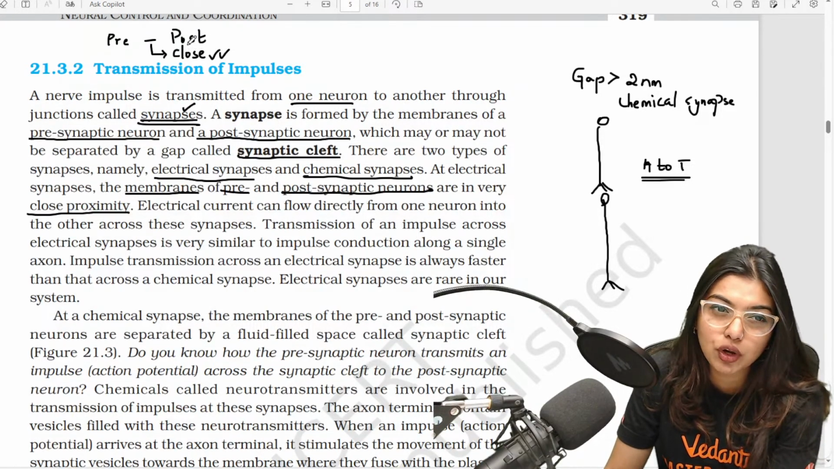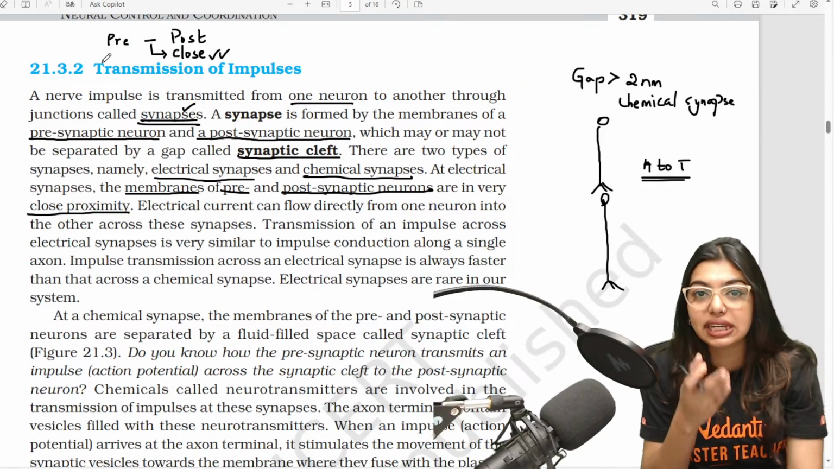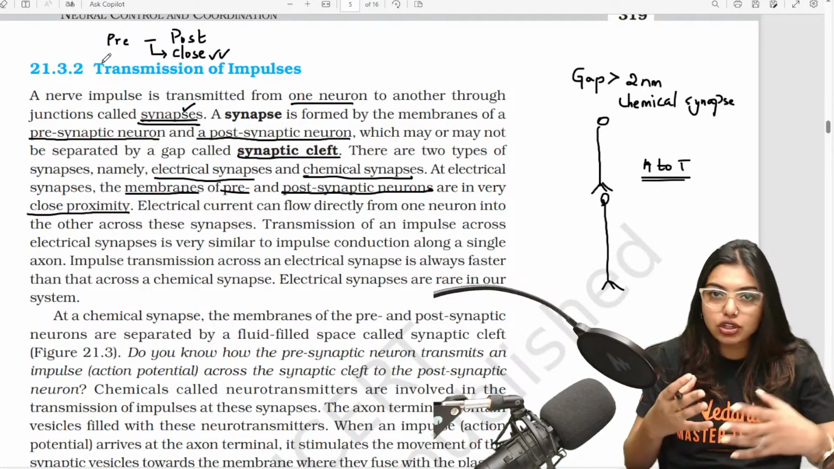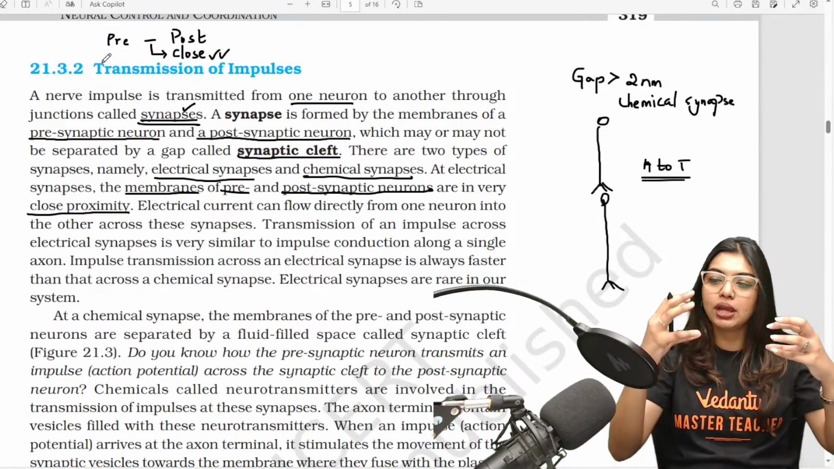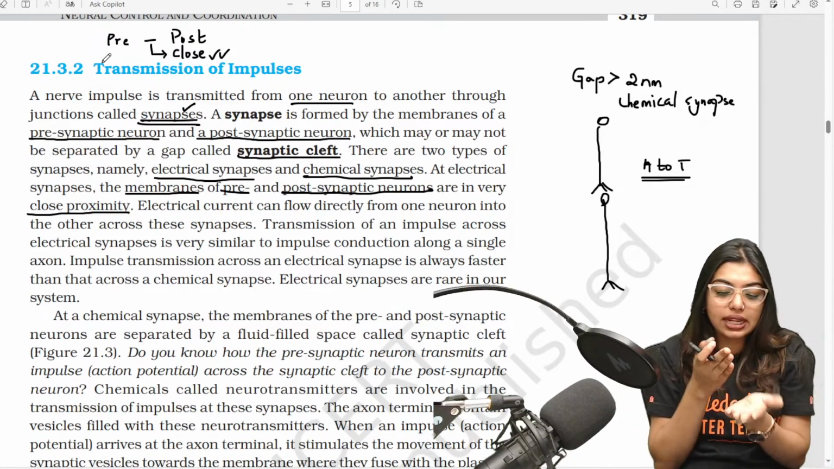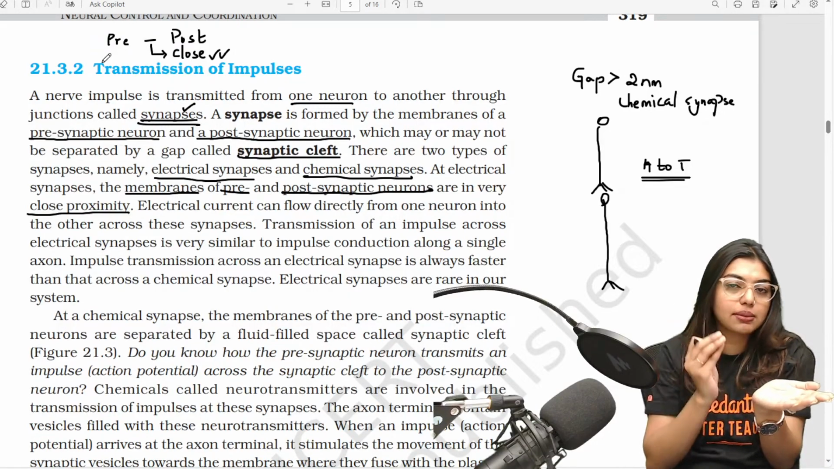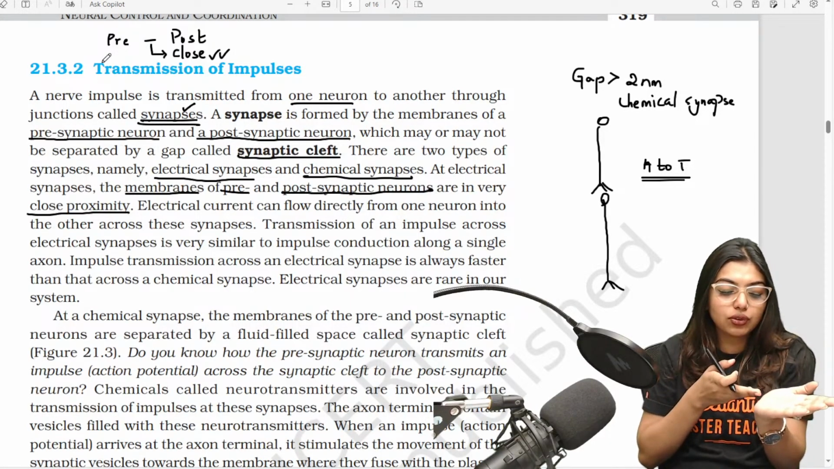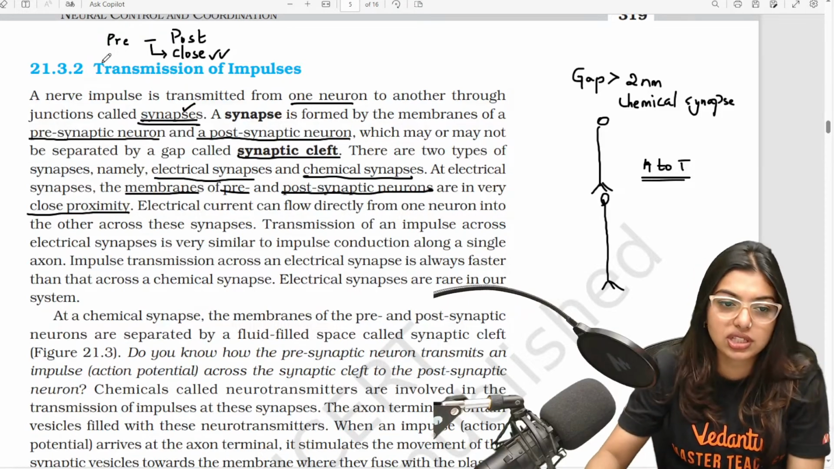Why are they in close proximity? Because the signal has to be sent. It's an electrical impulse, right? Neurotransmitters means there is a synaptic lobe. Here there is neurotransmitter, that is a different story. Because it is an electrical impulse, it has to go from pre to post. They both have to be in close connection with each other.